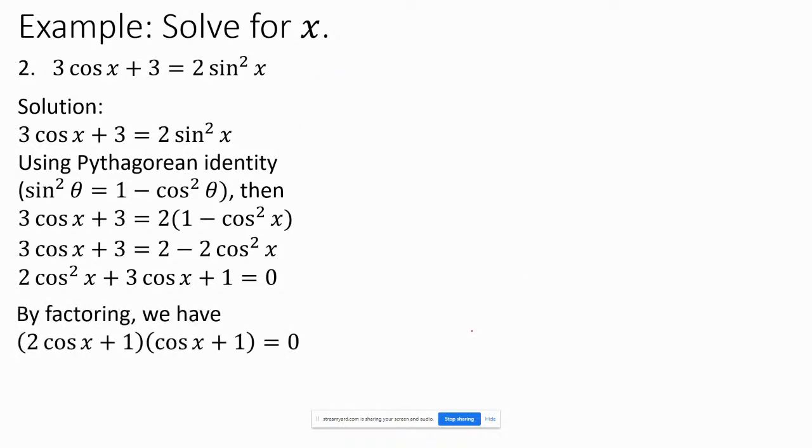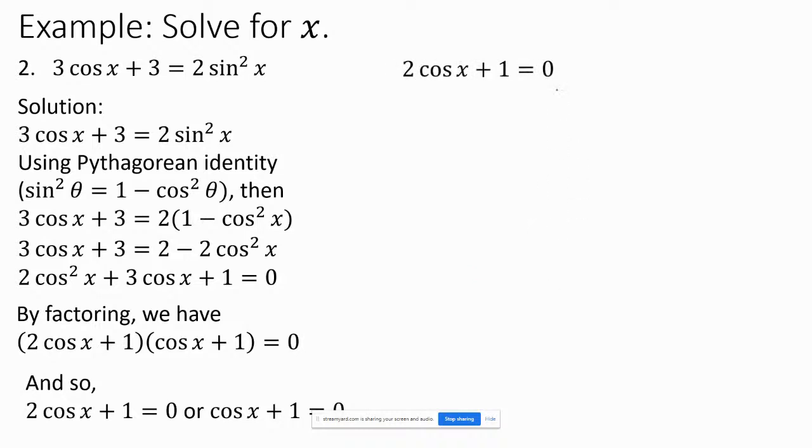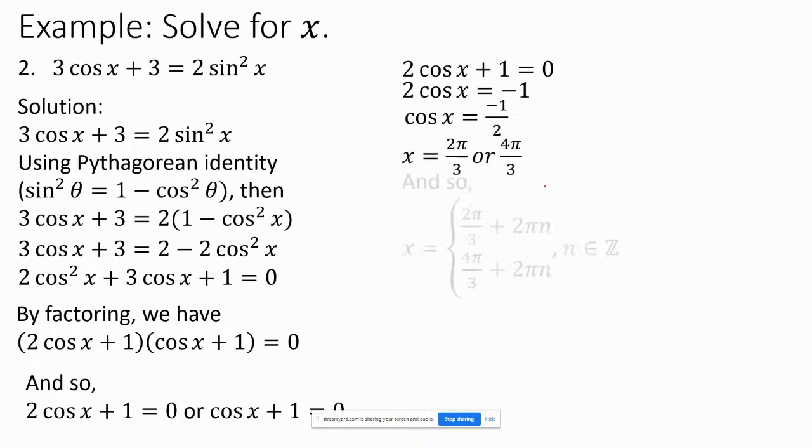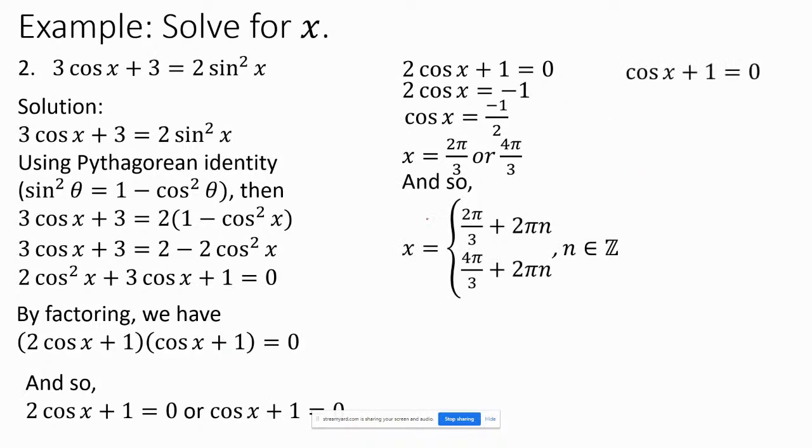Continuing, we solve separately, each factor equals 0, by the zero factor theorem. 2 cosine x plus 1 equals 0. Subtract 1 from both sides, so 2 cosine x equals negative 1, then divide both sides by 2. So cosine x equals negative 1 half. Therefore, x must be 2 pi over 3 or 4 pi over 3. Next, this is your general solution. The other one, cosine x plus 1 equals 0, so cosine x equals negative 1. So x equals pi. The general solution is pi plus 2 pi n, for n any integer.